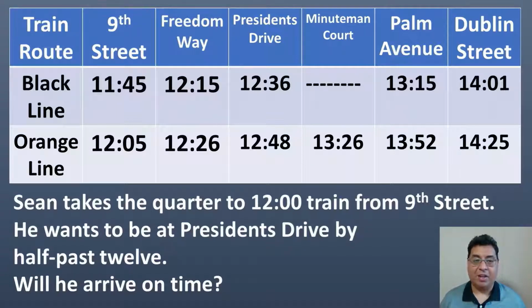And then if he's leaving, I'm not going to highlight it either because I want to see if you understand it. So basically, he's going to leave at that time, and he needs to be at President's Drive by 12:30. So here's President's Drive. The question is, will he arrive on time? Okay, so looking at what time he left to the time he arrives, he will not arrive on time. So the answer is no.